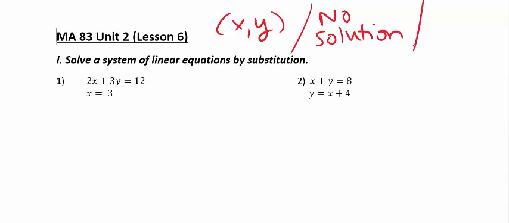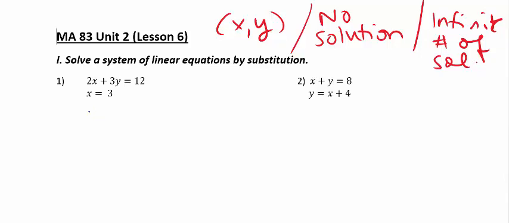And then the third type of answer we could have is if the two lines were lying right on top of each other and they coincide. We said that we had an infinite number of solutions because every single point on the line was a solution to both equations. So in number 1, we're going to have an answer that's either a point, no solution, or an infinite number of solutions. And we do that by substituting.